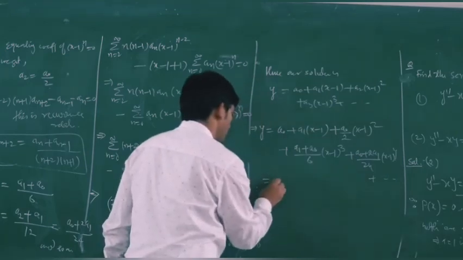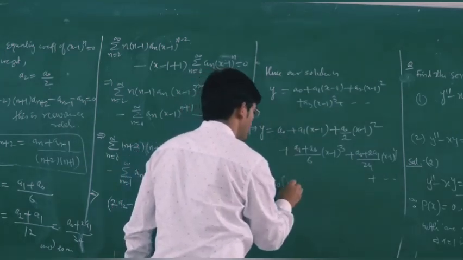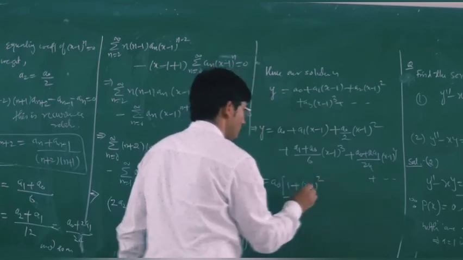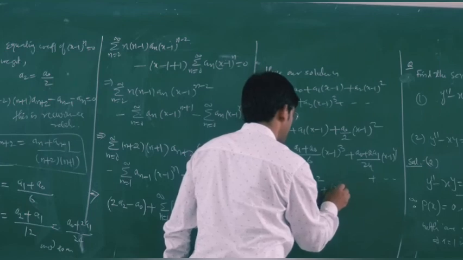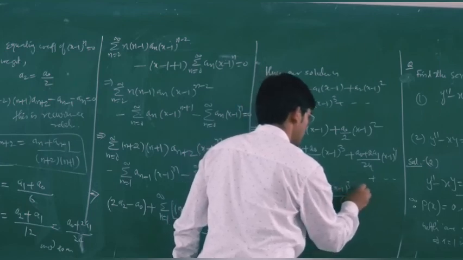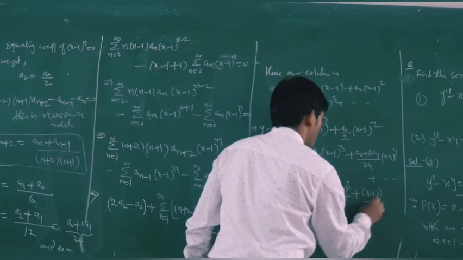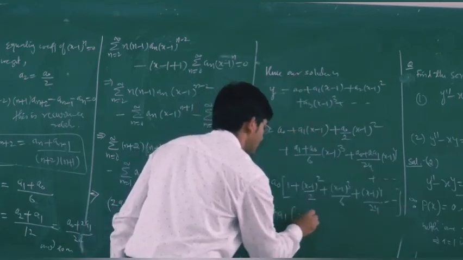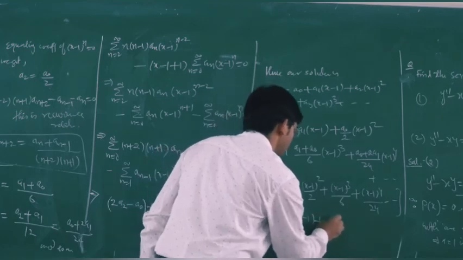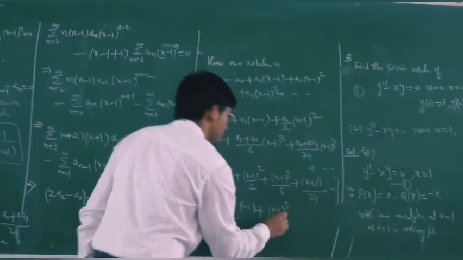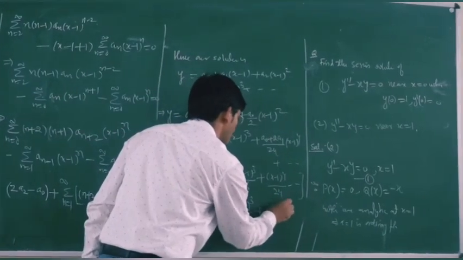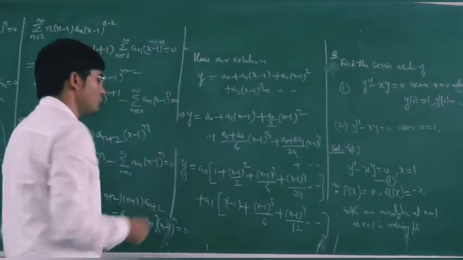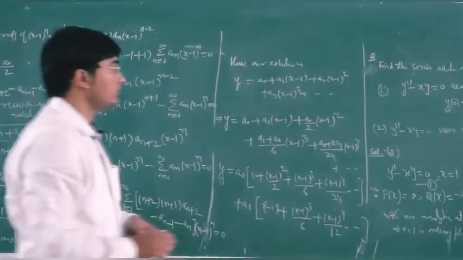Now let us take a naught and a1 common. If we take a naught common, then we have 1 plus x minus 1 whole square upon 2, then x minus 1 whole cube upon 6, then x minus 1 power 4 upon 24. And the coefficient of a1 is x minus 1 plus x minus 1 whole cube upon 6, then x minus 1 power 4 upon 12, and so on. So this is the solution of this differential equation at x equal to 1.